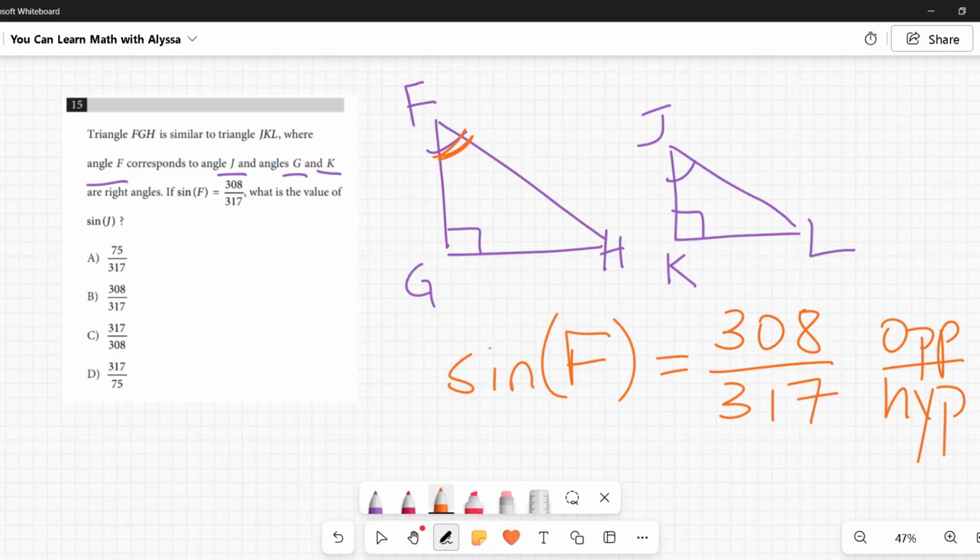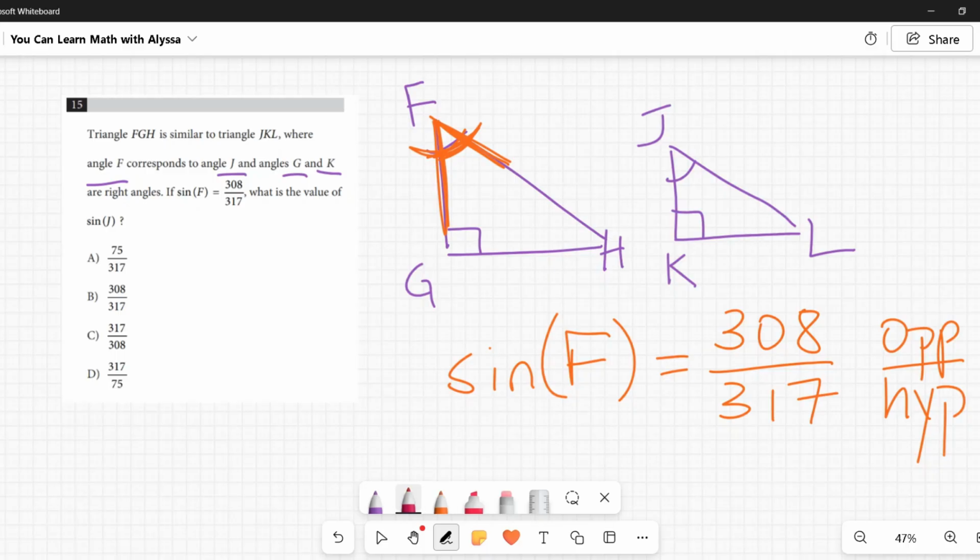The length of these sides does not matter. What matters is this proportion. The proportion of this angle F. So this angle, whatever measure it is, every other angle in every other right triangle in the universe, if that angle is the same measure, it will have the same sine. That proportion is always identical.